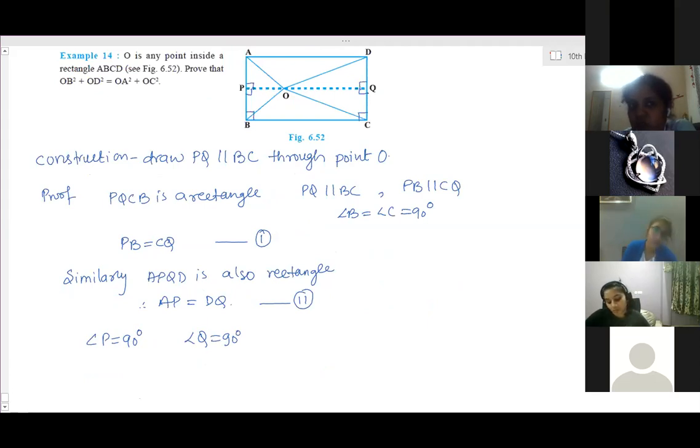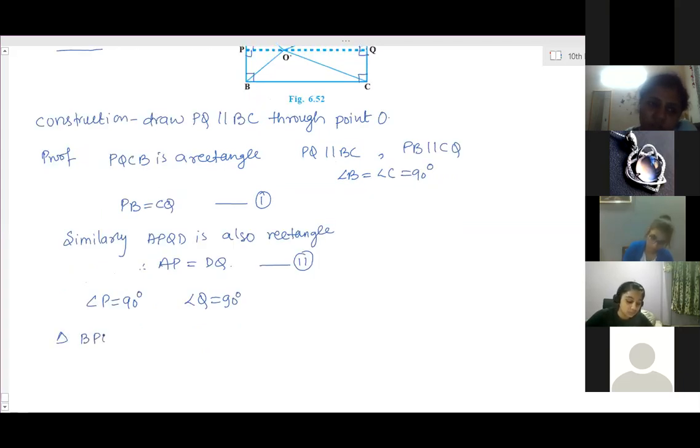OB square is equal to OP square plus PB square, right? APO triangle: AO square is equal to AP square plus PO square. DOQ triangle: OD square is equal to OQ square plus DQ square. And OQ square plus QC square is OC square. 4 triangles, 4 Pythagoras theorems, you will get it. Now add the first two, OB square and OD square, and then simplify it.